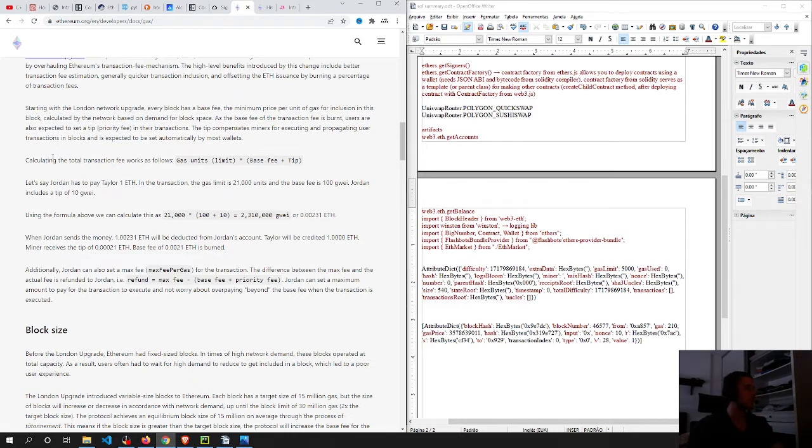Calculating the total transaction fee works as follows. So gas units limit times base fee plus tip. So I think I'm gonna write this down here below this stuff.